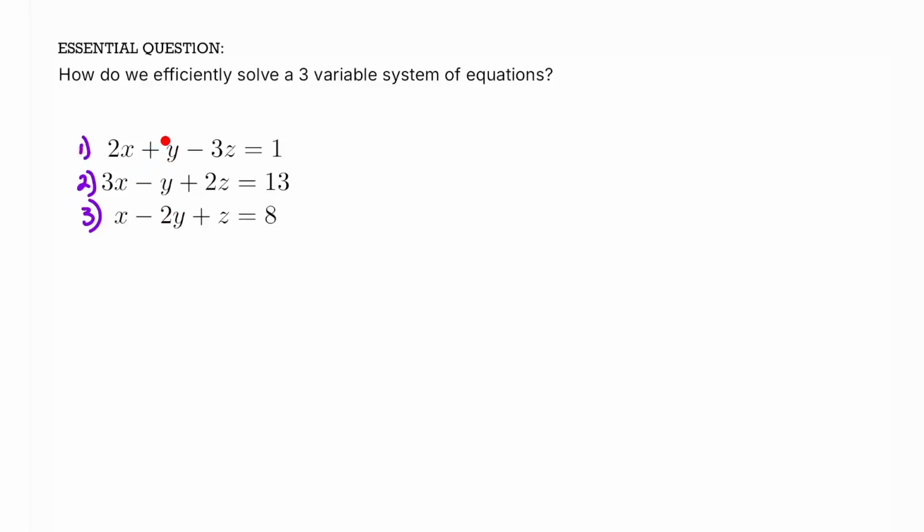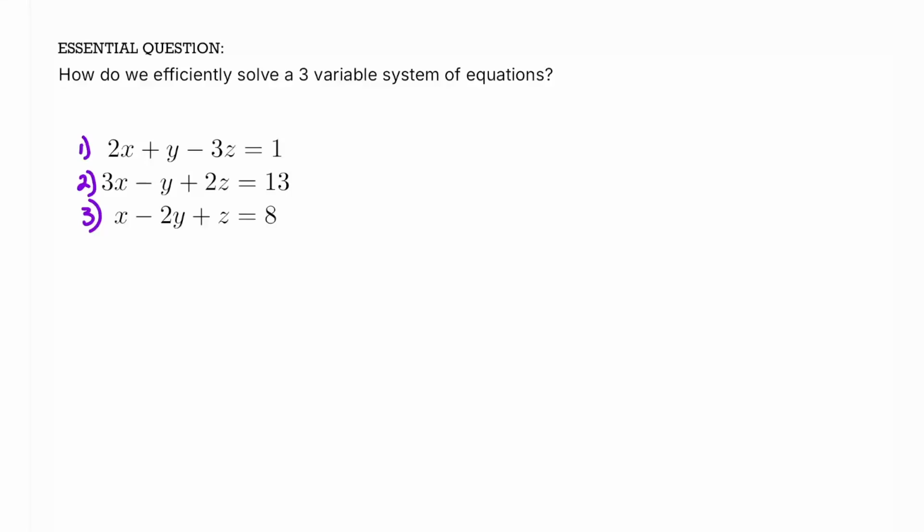We could get rid of y, and if we look here, we've already got positive and negative y. Those are going to cancel out easily. And then we've got a negative 2y, so that'll combine with equation 1. So y looks like the easiest to get rid of. We could do z also. We could do negative 3z and positive z and turn this equation 3 into a positive 3. And we could also do equation 2 and 3, but we would have to change this equation to negative 2.